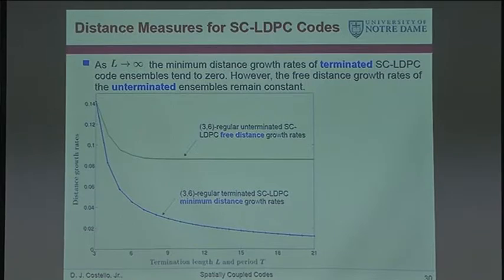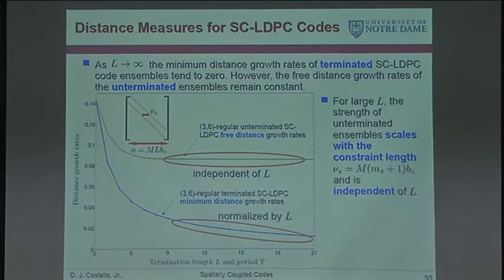But this is the point I was making. As L goes to infinity, the minimum distance growth rates of these terminated ensembles tend to 0. Okay? But the free distance growth rates with constraint length remain constant. This was the free distance bound. This was the minimum distance bound for these terminated. This is the free distance bound for the unterminated. This is the minimum distance bound for the terminated.